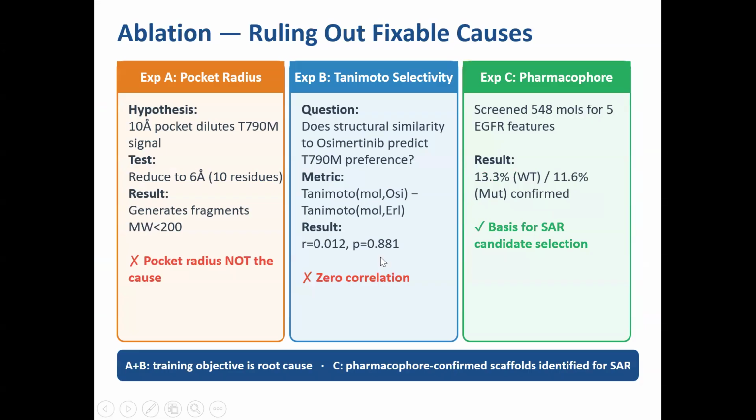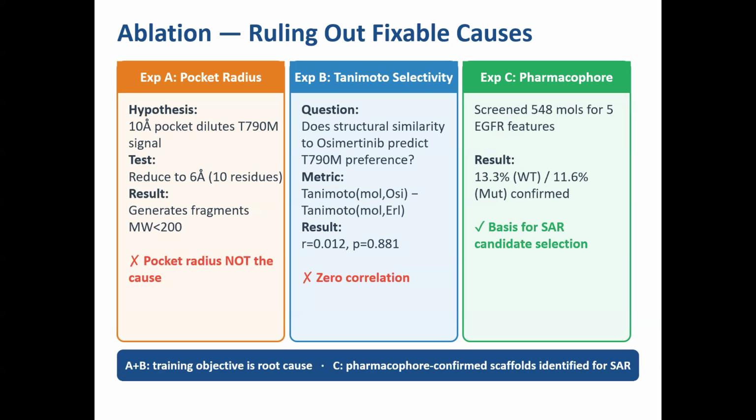And why does the model fail? A tighter pocket radius just generates fragments. Structural similarity to Osimertinib shows zero selectivity correlation. The root cause is that the training data treats every protein independently. The model has never seen a mutation pair. That's a model boundary, not a bug.